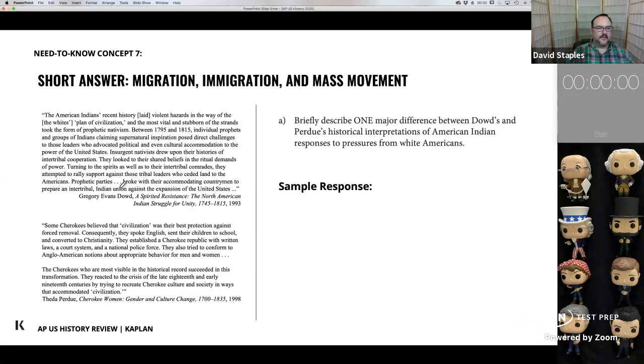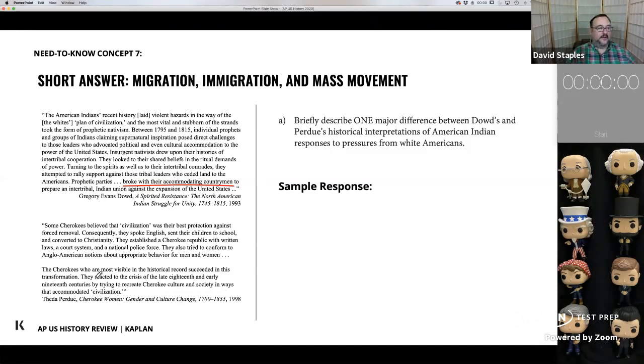This one is talking about "broke." This is where the clue comes from. Broke with their accommodating countrymen. They're talking about how they should resist. I see Lisa put that in there. Yes, Dowd is talking about how the most vital thing was when they got together and resisted being assimilated, resisted the expansion of the United States.